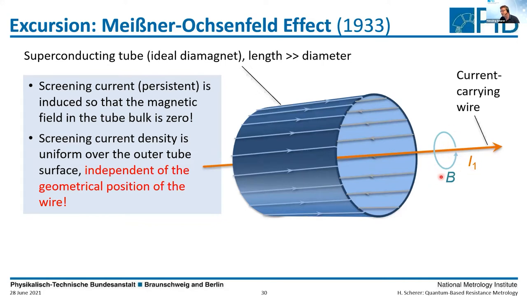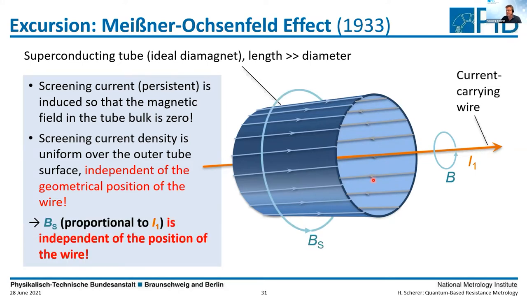You will see the effect caused by superconductivity, that this current induces a persistent screening current on the tube, so that the magnetic field in the bulk of the tube material is zero. And the main point is now that the density of the screening current at the surface of your tube is uniform across the tube outer surface. And in particular, it is independent of the geometrical position of the wire inside the tube. That is the main thing. And that means that also the magnetic field that your screening current causes, which is proportional of course to this current I1 in the tube, is independent of the position of the wire.